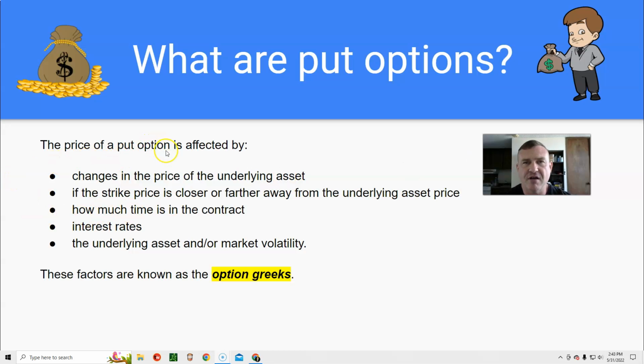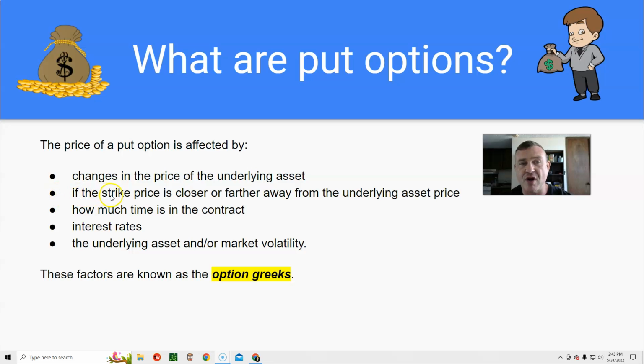The price of a put option. A put option has a price. If one person's buying it, one person's selling it, there needs to be a price, right? And there are different factors that affect the price. What are some of those factors? Changes in the price of the underlying asset. So if we are looking at a put option for ABC stock that's currently trading at $10, if ABC stock moves up or down, that has an impact on the option price.